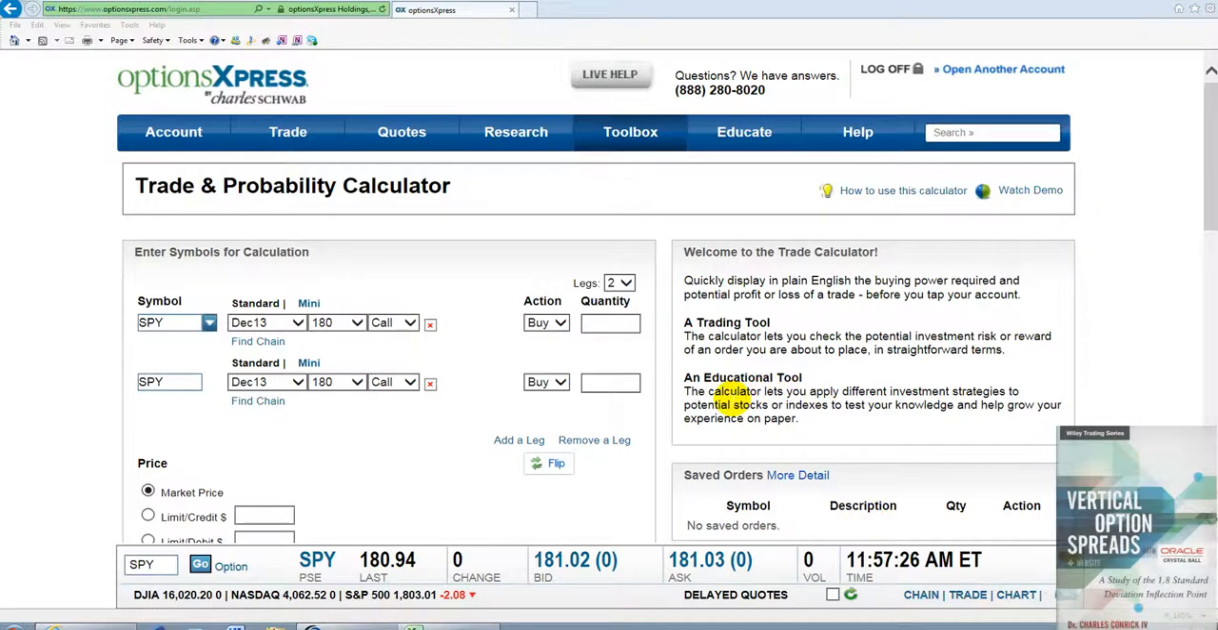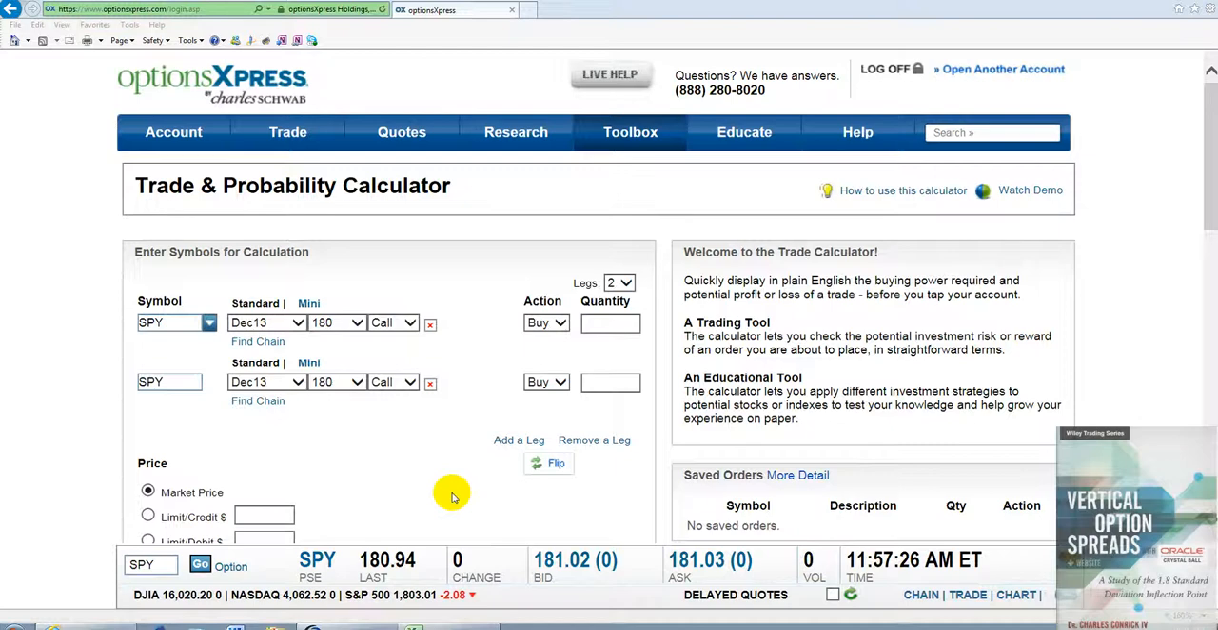And the first one we're going to do is a bull put trade, a bull put. Now, keep in mind, the SPY is trading at, let's call it, 181. It's down here at the bottom. You can see the closing price on Friday. But 181 is close enough for us to remember.